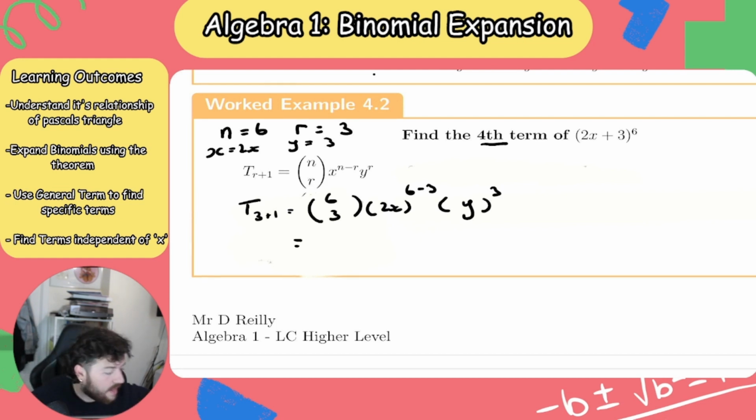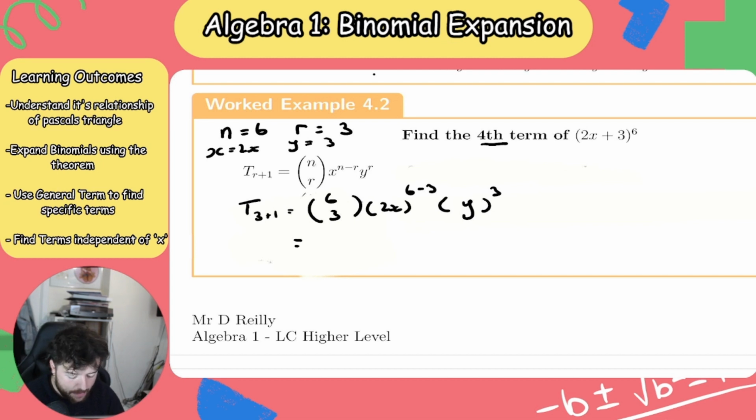6 choose 3 gives me, I don't know what it gives me. I don't have a calculator. Oh my goodness. Hold on. To quote Kendrick Lamar, hold up, wait a minute.